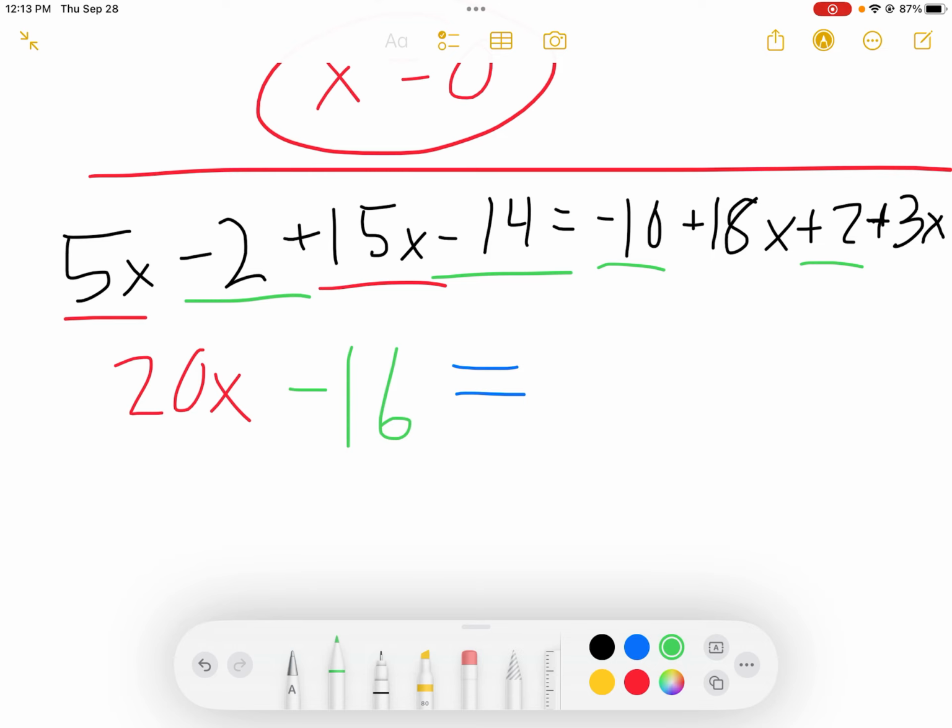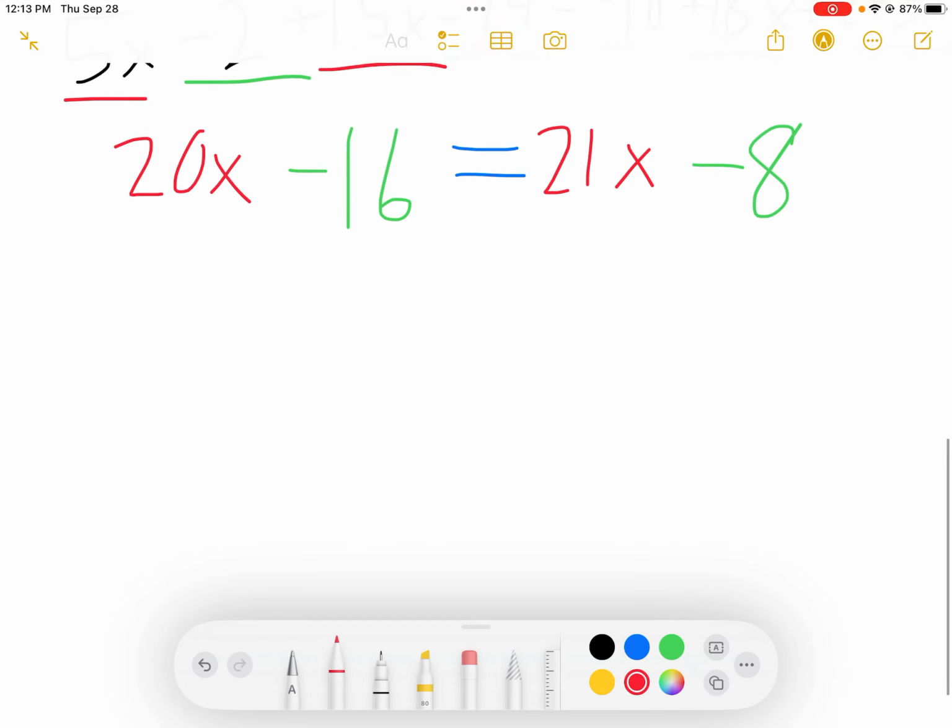I said negative 2 plus 11. This is positive 2 and negative 10. Negative 10 will win out because the minus and the plus are fighting, but the negative wins because the absolute value is larger. So this will be negative 8. I like to put my constants over on the side so that I have room to put my variables first. And then in red, I have 18 plus 3, 21 x's. So 20x minus 16 equals 21x minus 8.